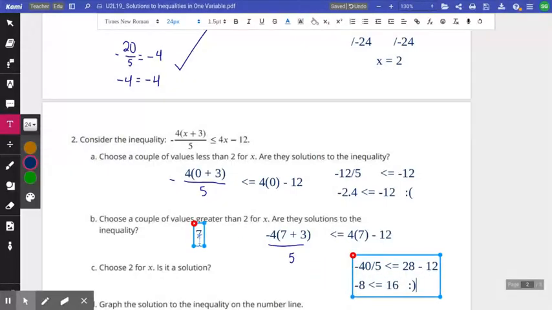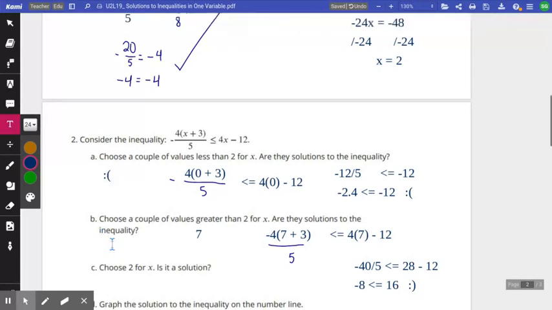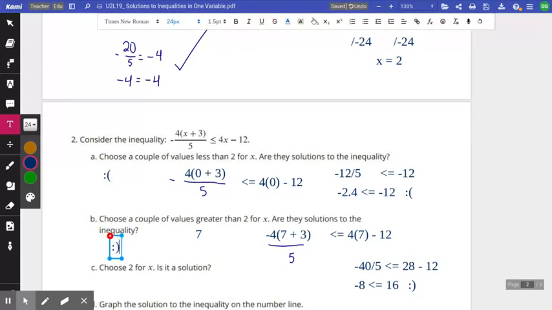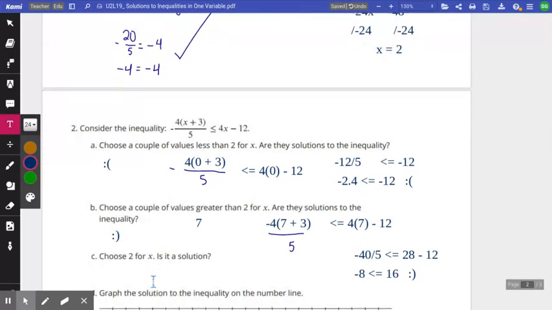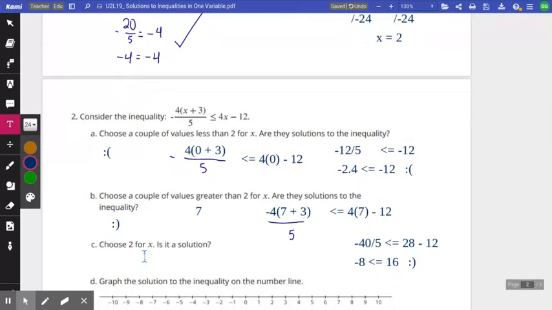Chances are you probably picked a number different than 7 for numbers greater than 2. Whichever number you chose should have also been a solution to the inequality when you substitute and do the math. So we're getting that values less than 2 are not solutions. We're getting values that are greater than 2 are solutions. What about 2 itself? Is 2 itself a solution to this inequality here?